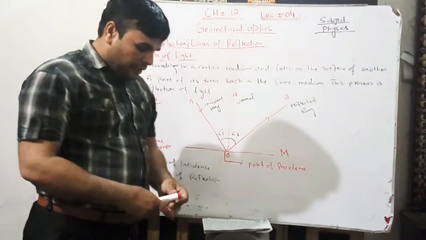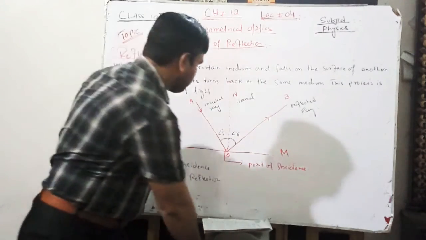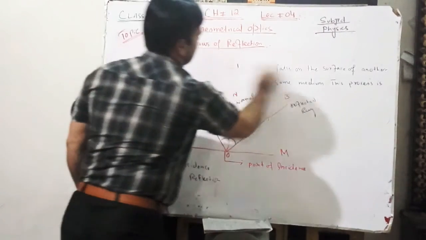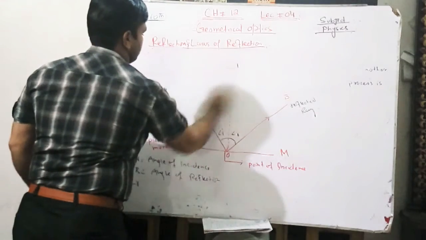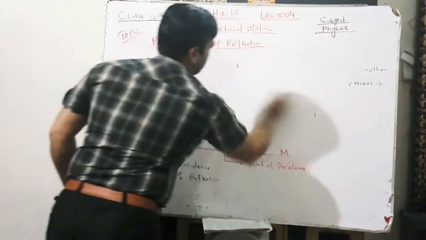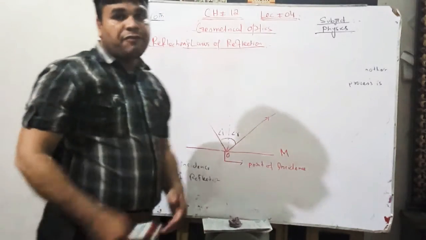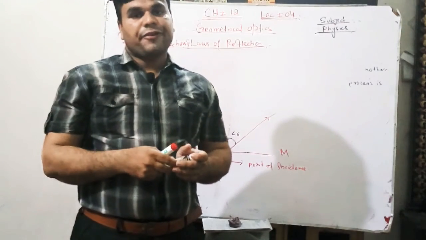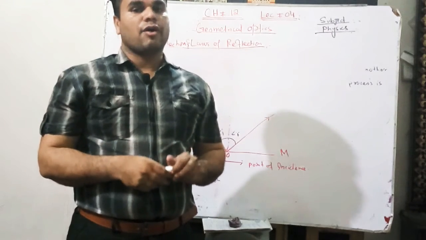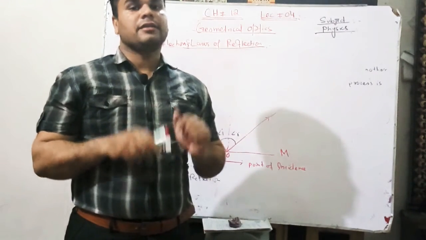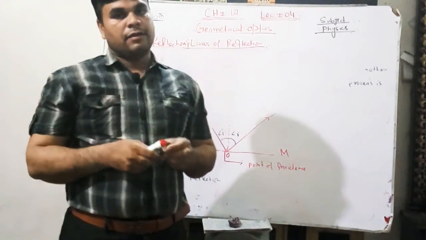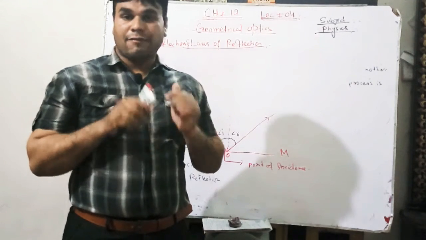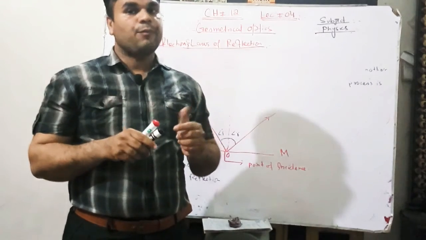After that we can see what the laws of reflection are. For the law of reflection, there are basically two laws. Number one: the incident ray, the reflected ray, and the normal at the point of incidence remain in the same plane. I repeat it again: the incident ray, the normal, and the reflected ray always lie in the same plane at the point of incidence.